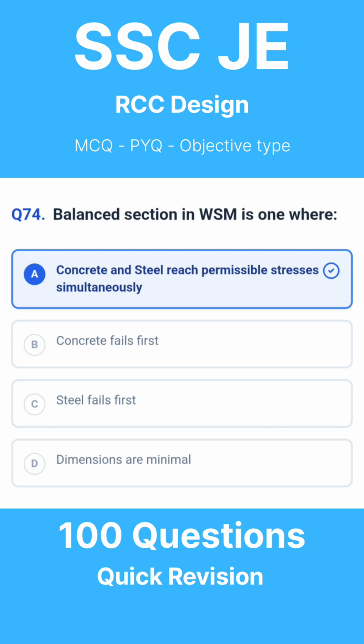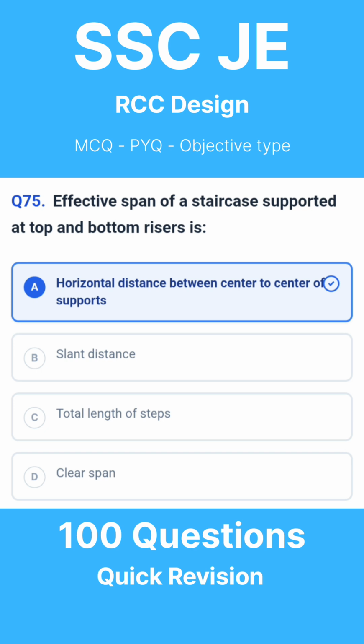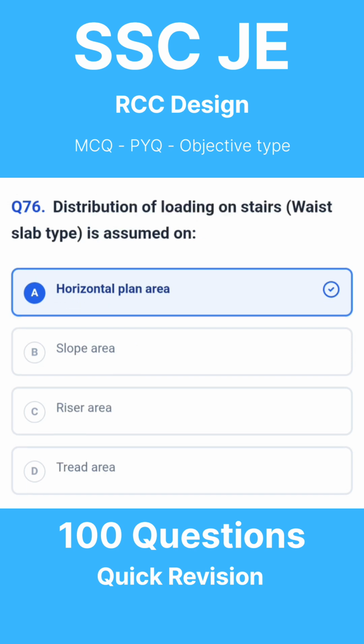Question 74. Balanced section in WSM is one where. The correct answer is concrete and steel reach permissible stresses simultaneously. Question 75. Effective span of a staircase supported at top and bottom risers is. The correct answer is horizontal distance between center to center of supports. Question 76. Distribution of loading on stairs, waist slab type, is assumed on. The correct answer is horizontal plan area.